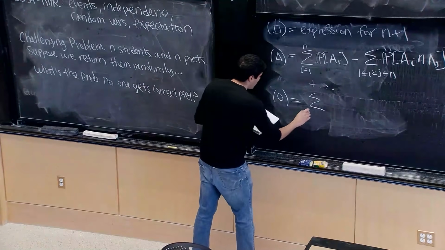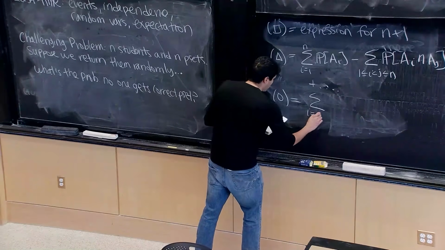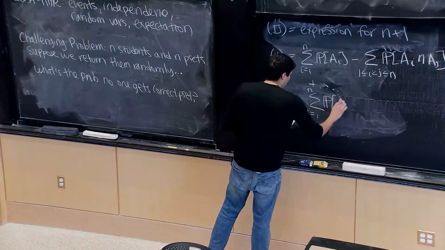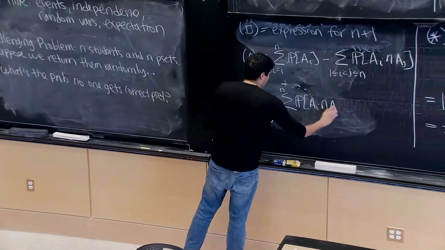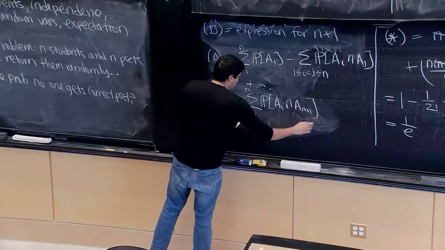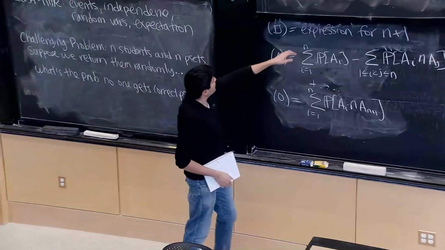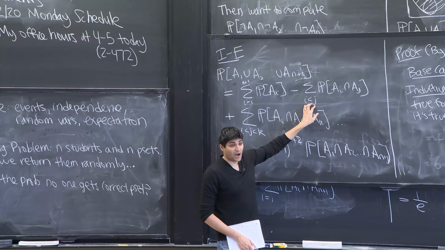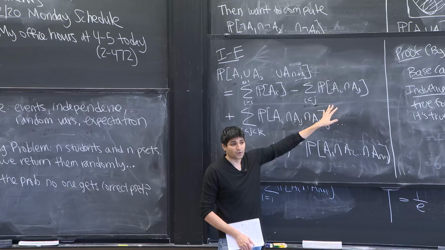Let's look at almost all the terms that we've left off the table. Let's start with the pairwise intersections. We can look from i equals 1 to n of the probability that A_i happens and A_(n+1) happens. Because all I'm doing is looking at this expression right here. By putting an upper bound so that I'm only considering things up to n, I've left off a whole bunch of terms.